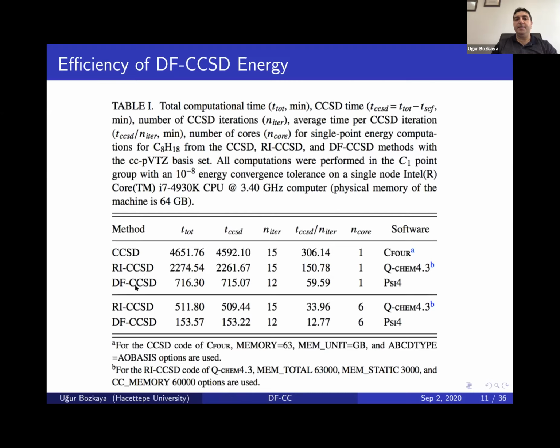and we prefer to say DF-CCSD. In this table, we have the total timings, coupled cluster CCSD times, number of iterations, and perhaps a more interesting thing is the time per single CCSD iteration. As we can see, our implementation is quite efficient compared to QChem and C4. I can explain the details of why, but I think we don't have that much time for this.